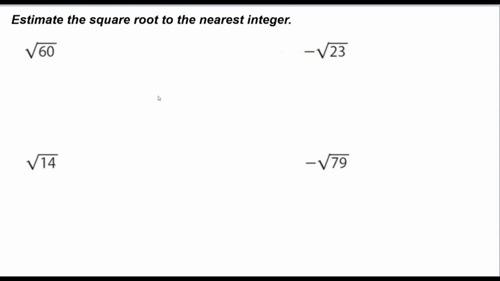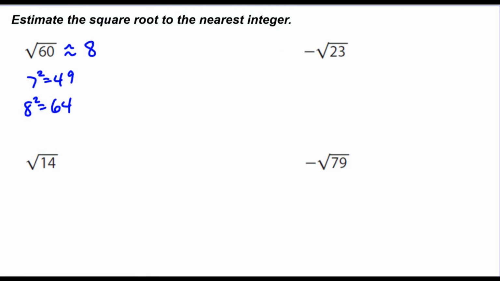So let's estimate these square roots to the nearest integer. Without a calculator, we can't really figure out what the square root is unless we have a lot of time on our hands and could do a lot of guessing and checking. But we're just going to estimate the square root of 60. What is the square root of 60 close to? Well, I know that 7 squared is 49, and I know that 8 squared is 64. And 60 is in between 49 and 64, so I know the square root is going to be between 7 and 8. And it's actually going to be closer to 8 since 60 is closer to 64. So I would say that the square root of 60 is approximately 8.